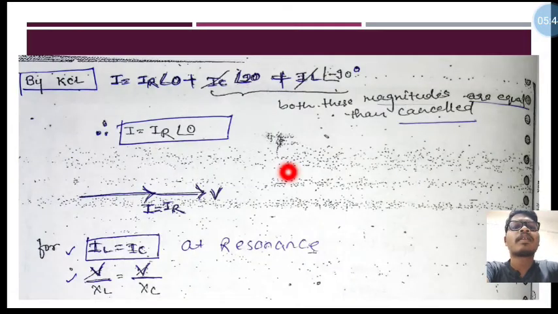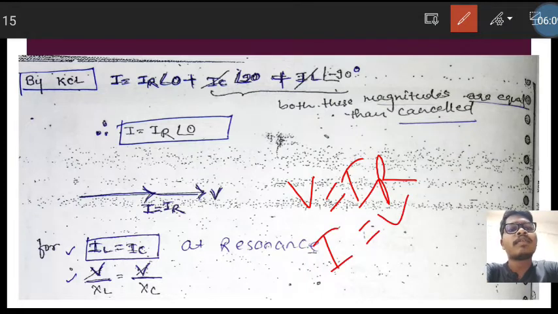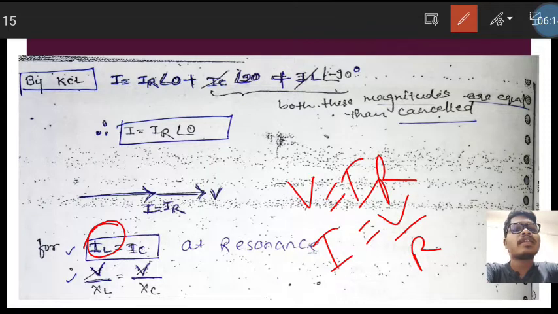Okay, so this is the voltage and this is the current across the resistance, and the voltage across the resistance VR. And at resonance condition IL is equal to IC. We have already known, by applying Ohm's law, that V is equal to IR. So I is equal to what? V divided by R.